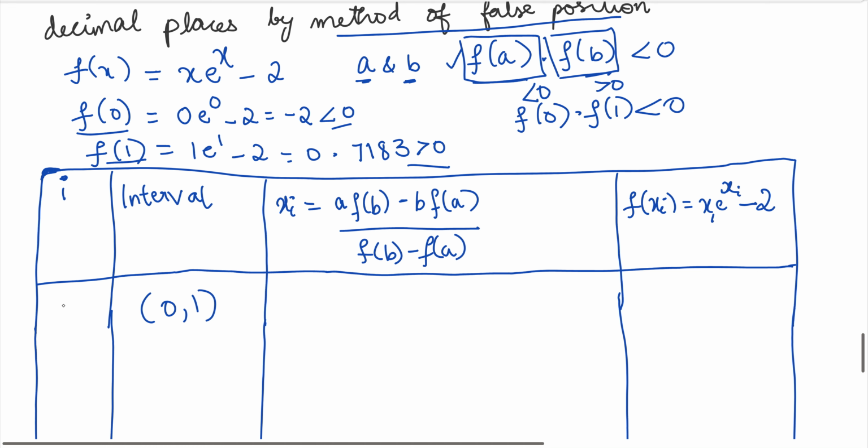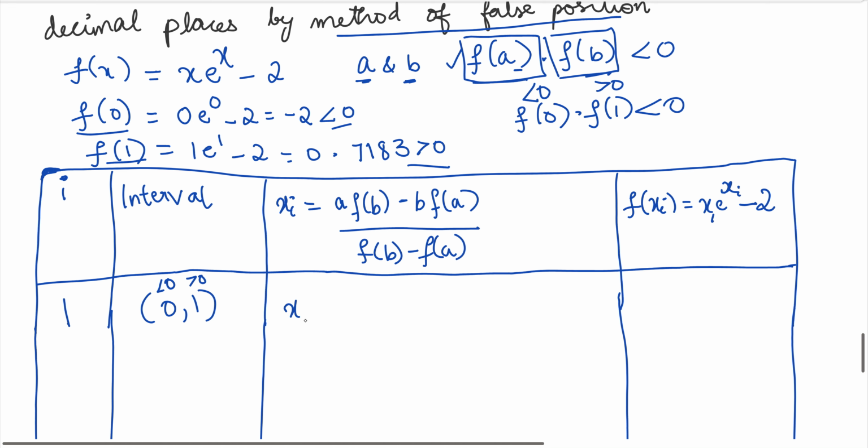So let's continue solving. Now in the first iteration, the interval is 0, 1, which we have got from here. f of 0 into f of 1 is less than 0. What was f of 0? This gave a result less than 0. And f of 1 gave a result greater than 0. So this is our first interval.